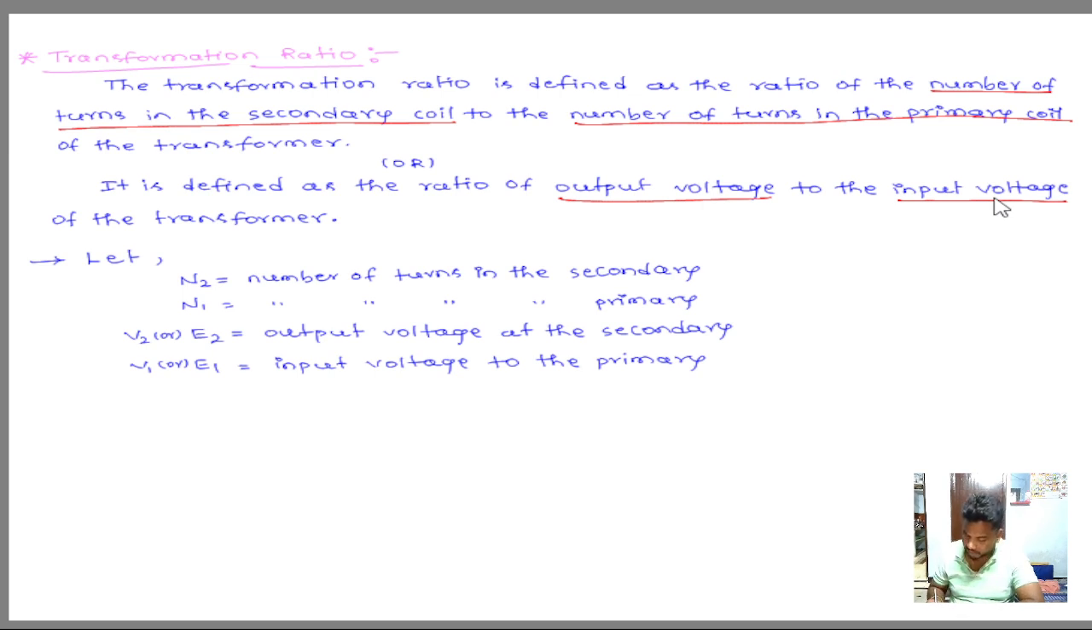Let N2 be the number of turns in the secondary, and N1 the number of turns in the primary. Here V2 or E2 is the output voltage at the secondary winding, and V1 or E1 is the input voltage to the primary winding. V2 or E2 are the same for an ideal transformer, and V1 or E1 are the same for an ideal transformer. Is this clear?